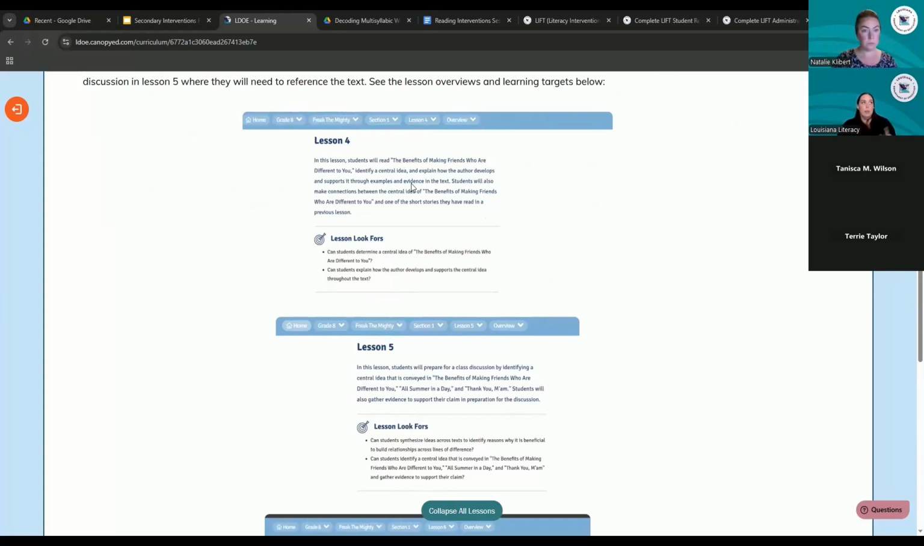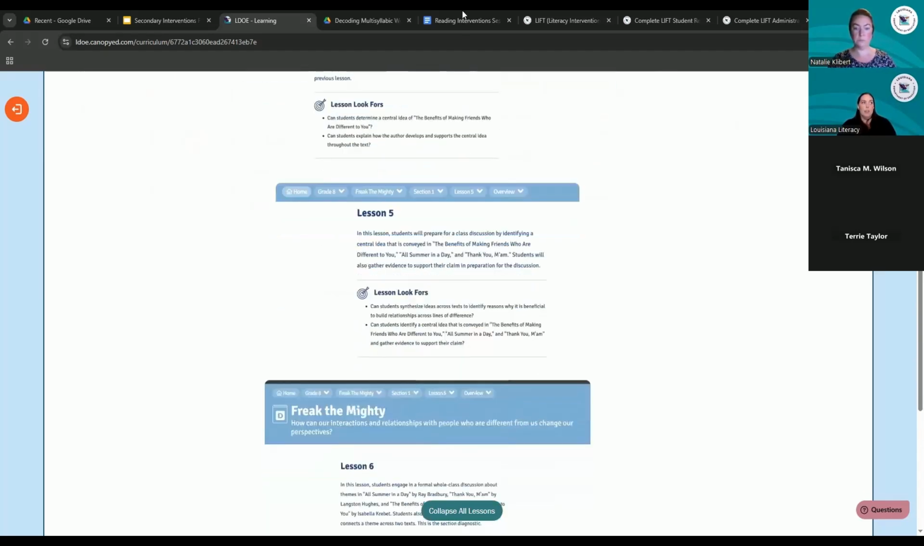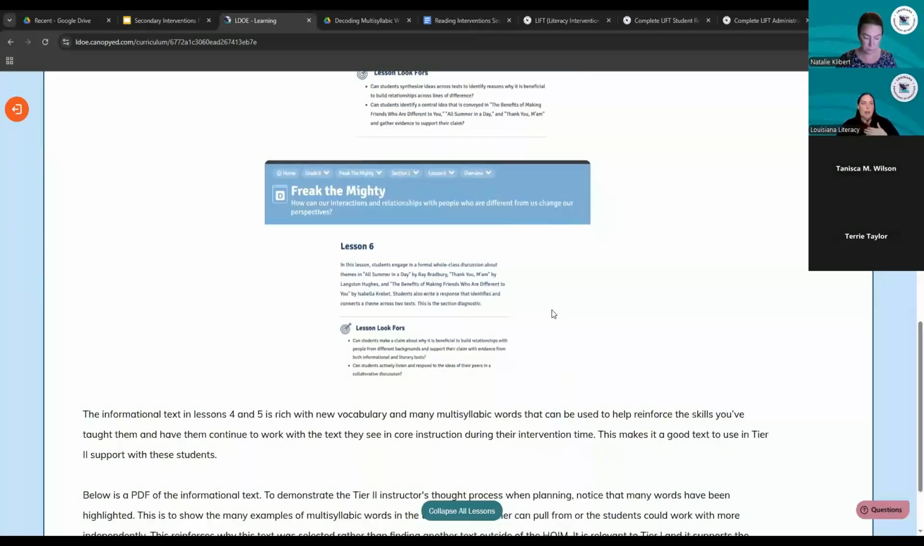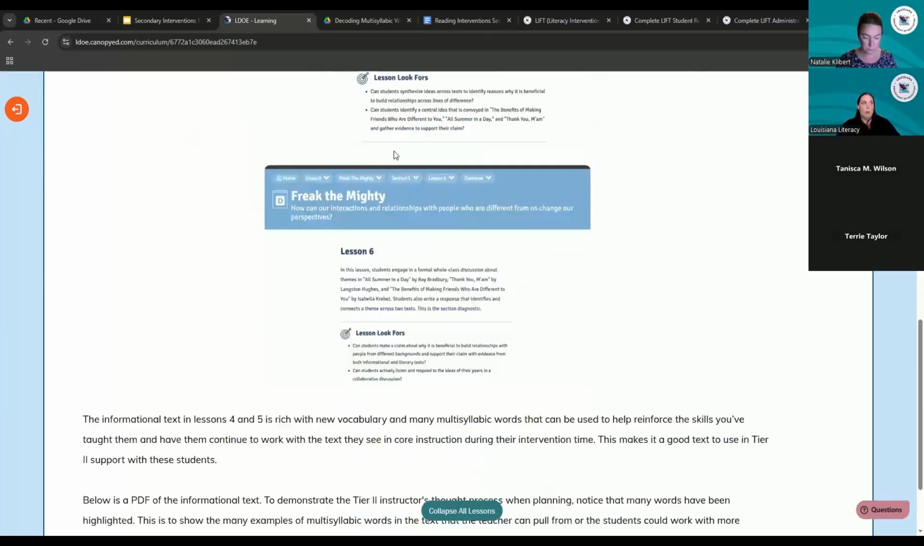In lesson 4, they're looking at an article called The Benefits of Making Friends Who Are Different to You. And then they're looking at that text along with some other previous texts in lesson 5. Eventually that's all preparing them for this whole class discussion they're going to have that is based around all of these texts.